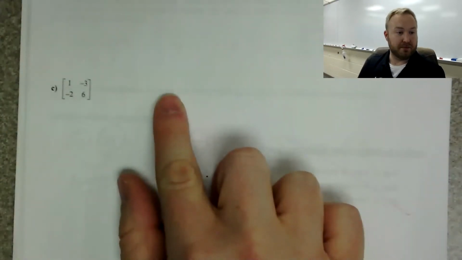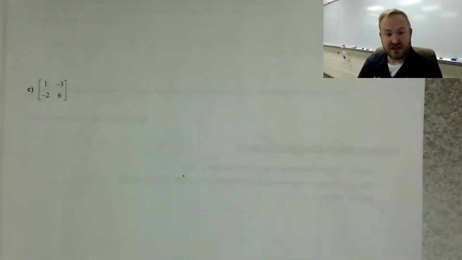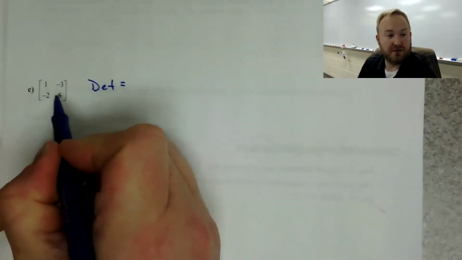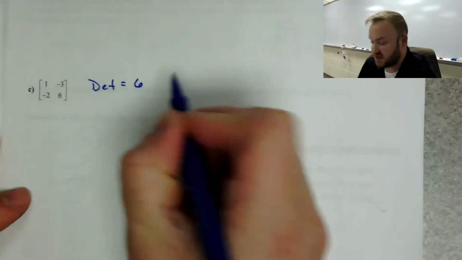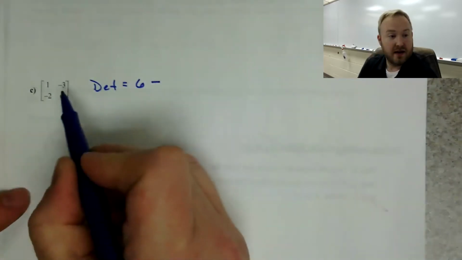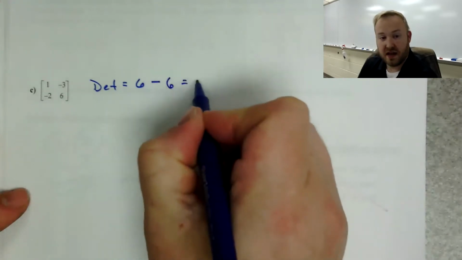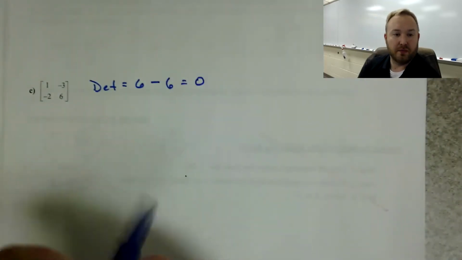Okay, let's look at example C here. Step 1 in finding the inverse is to find the determinant, so I'll go ahead and do that. Multiply the first diagonal, which is 1 times 6, so that's 6. And then I'm going to subtract. The second diagonal is -2 times -3, which is +6. You'll notice here that I get a determinant of 0.